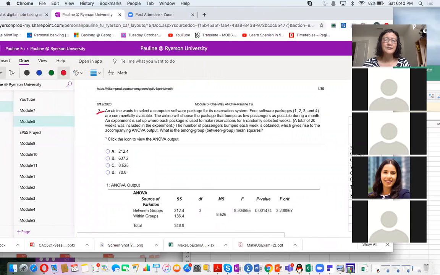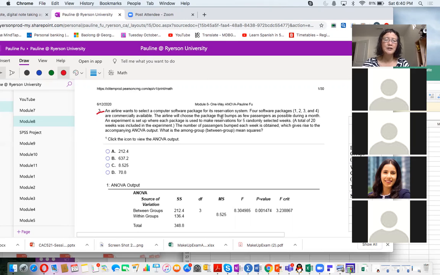An airline wants to select a computer software package for its reservation system. 4 software packages, 1, 2, 3, and 4, are commercially available. The airline will choose the package that bumps as few passengers as possible during a month. An experiment is set up where each package is used to make reservations for 5 randomly selected weeks.